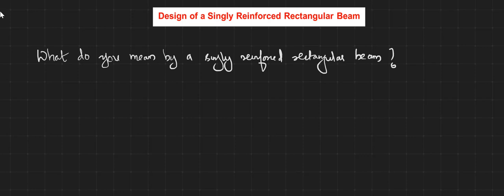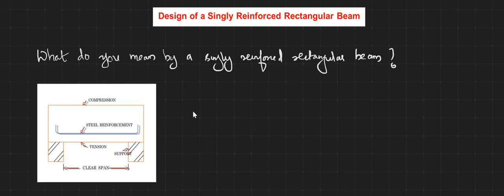When the load is being applied for a simply supported beam, the compression will be coming at the top and the tension will be coming at the bottom. To take care of the tension coming at the bottom, you will provide the reinforcement at the bottom. So when the reinforcement is provided only at the tension face, then such a beam is called a singly reinforced beam. If the section is rectangular, then such a section is called a singly reinforced rectangular section.